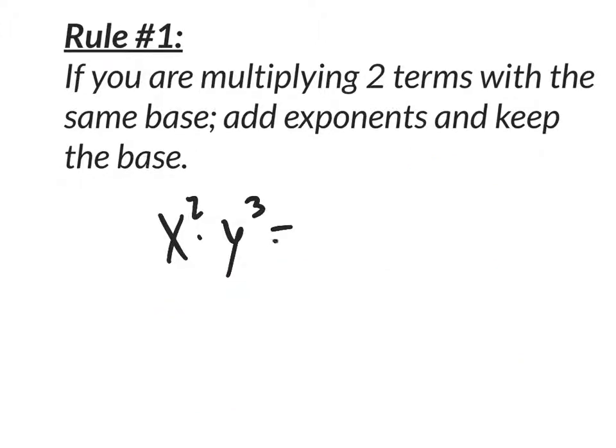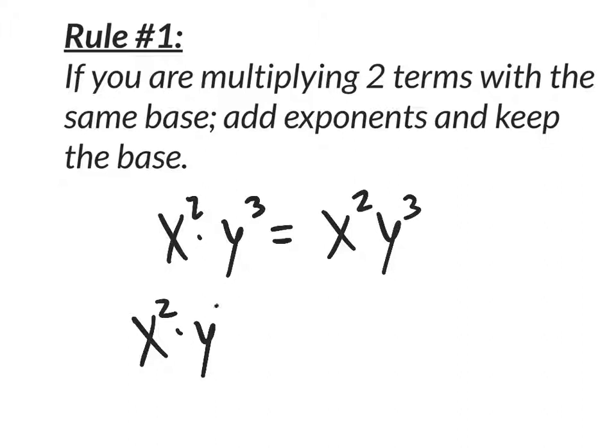So x to the second times y to the third, you can't do that. You would just leave it x squared y to the third, or x squared y cubed. You just rewrite it. But if you had x to the second times y to the third times x to the fourth, then you could actually multiply the x's together. If you want, you could rearrange it and say x squared times x to the fourth, and then put the y to the third at the end. That's fine. And you know that you have to add the 2 plus 4 to get 6.